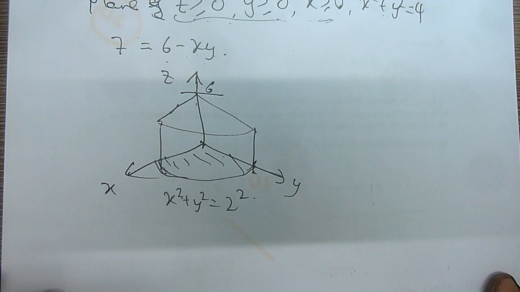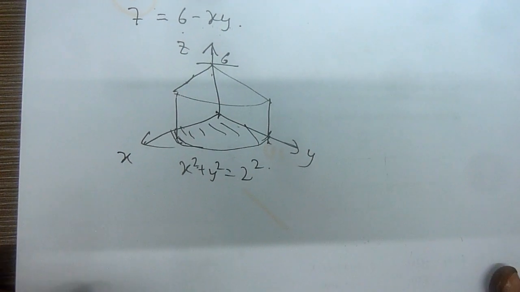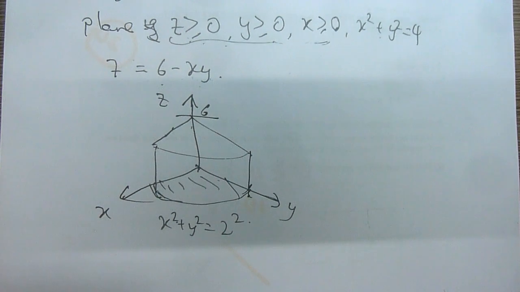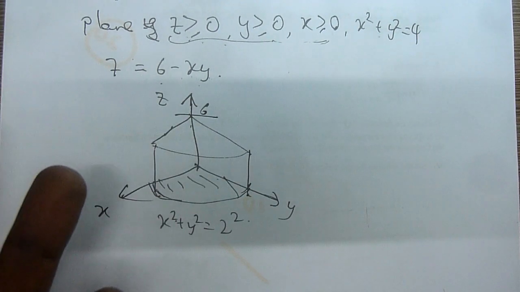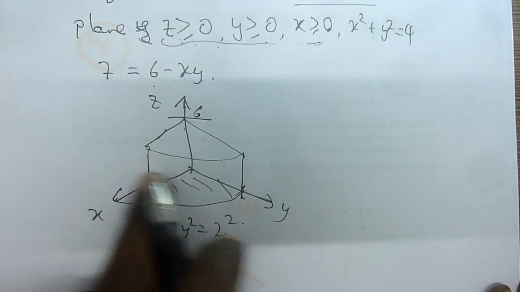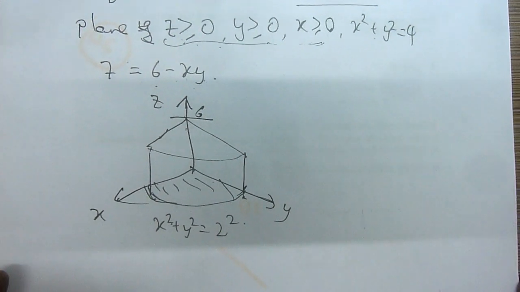Where do you want to place your eye? That's very important in order to calculate the volume of this. Is there a ghost inside here? No, there is no ghost here. They want you to just have the solid bounded region, no ghost inside.